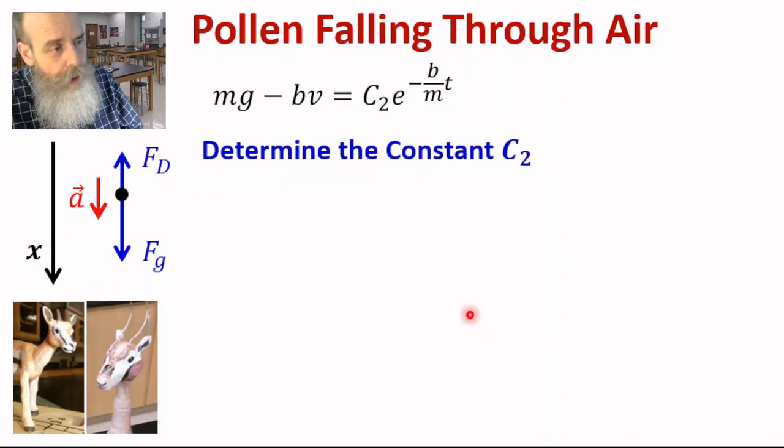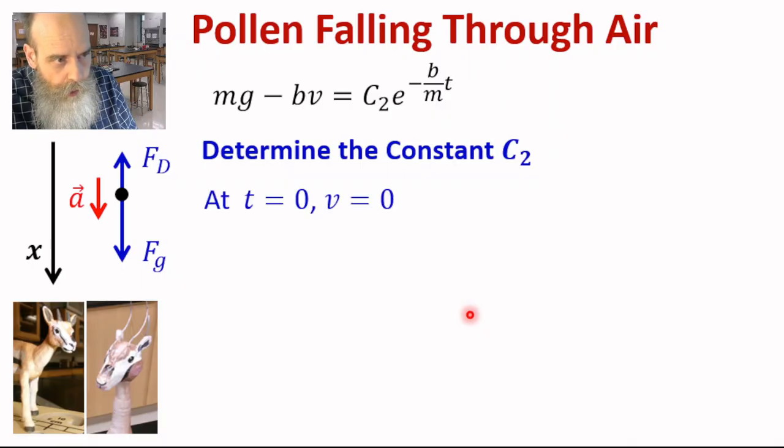Yes, Giselle is correct. We need to find some initial condition. What do we know? What was the velocity at the initial, when t equals 0? The object started at rest. So we know that at t equals 0, v equals 0. This is our initial condition.